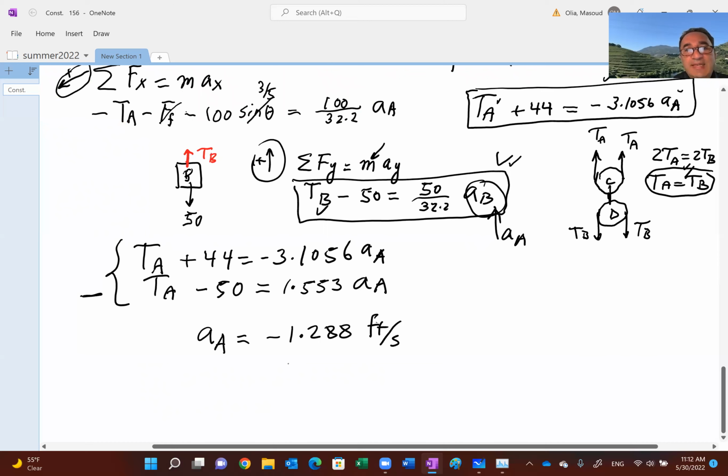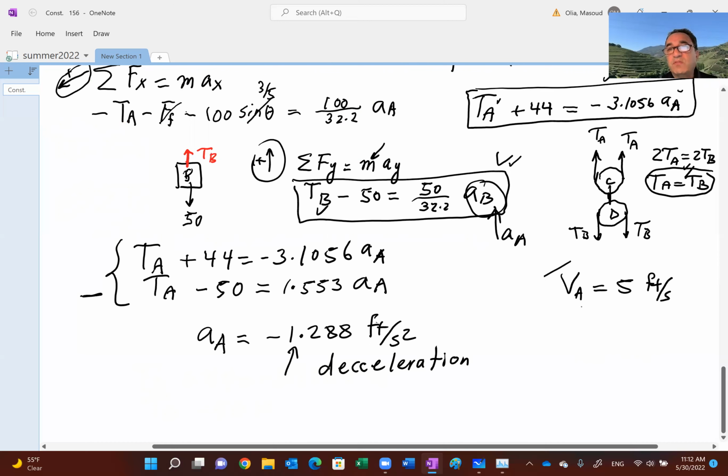Why negative? Negative implies deceleration, guys. And that's the way it should be, because remember, the problem says find the distance it travels before it comes to rest. Remember, it was moving at 5 feet per second, if you remember the beginning of the problem, going this way. You want to find the distance A travels before it comes to rest. Final velocity of A is going to be 0. This is the initial. This is the final.